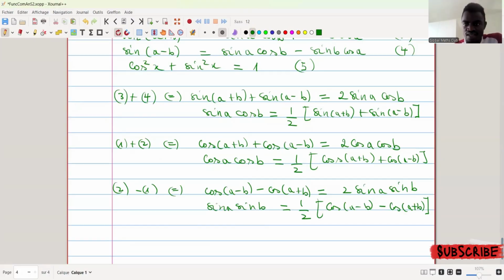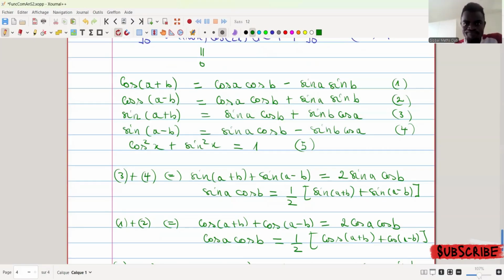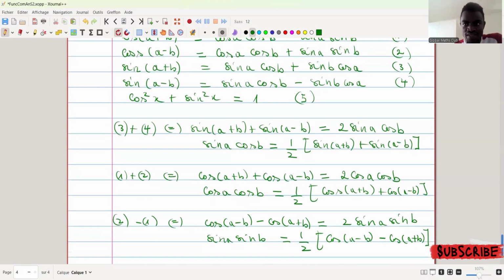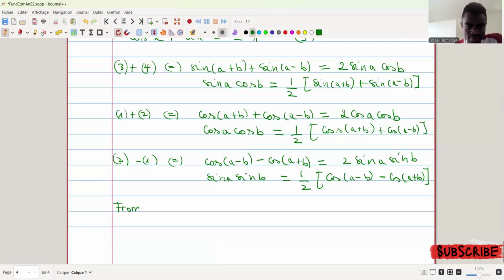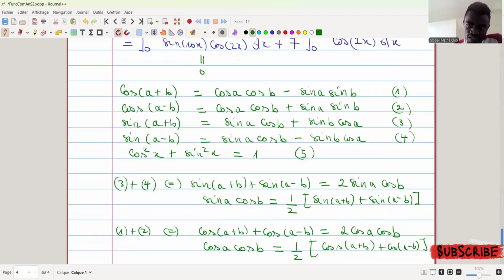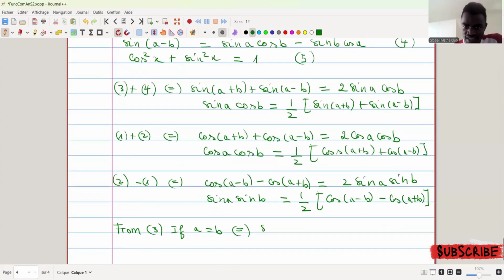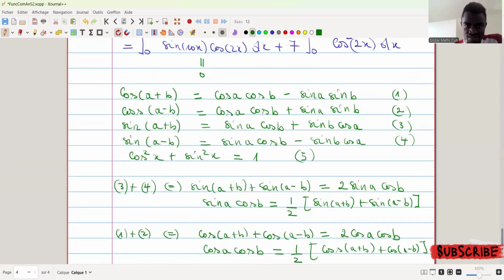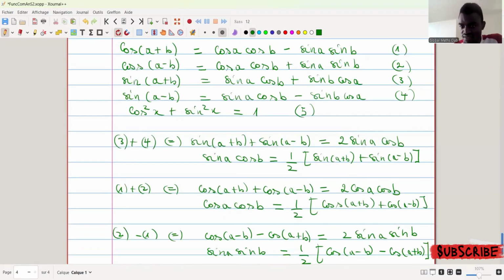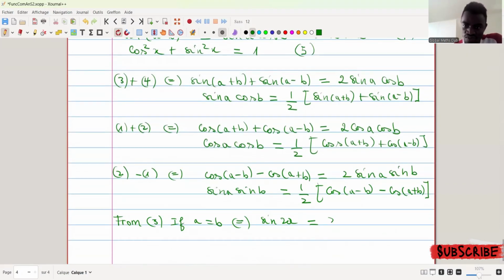If we take the formula from 3, if A equal to B, what do you have? You have sine of 2A. So you are going to have A plus A, which is equal to 2A. Here you are going to have sine A cosine A plus sine A cosine A. So you are going to have sine 2A equal to 2 sine A cos A.